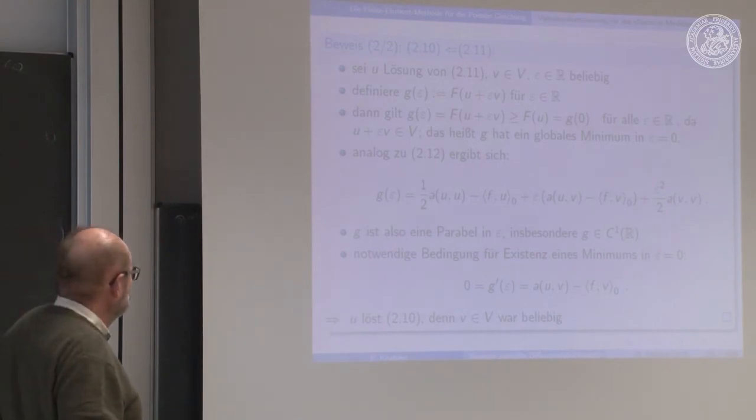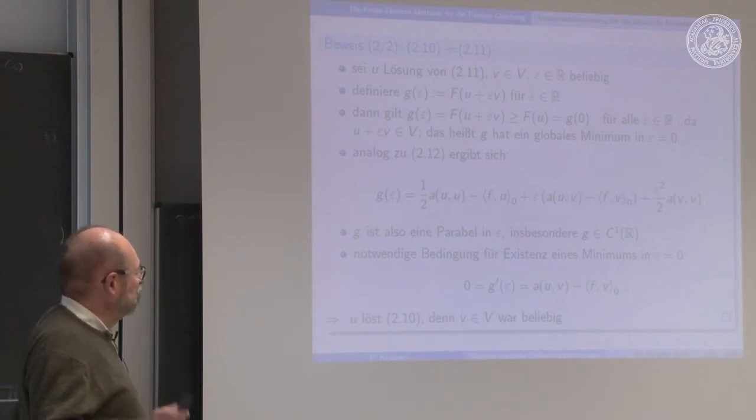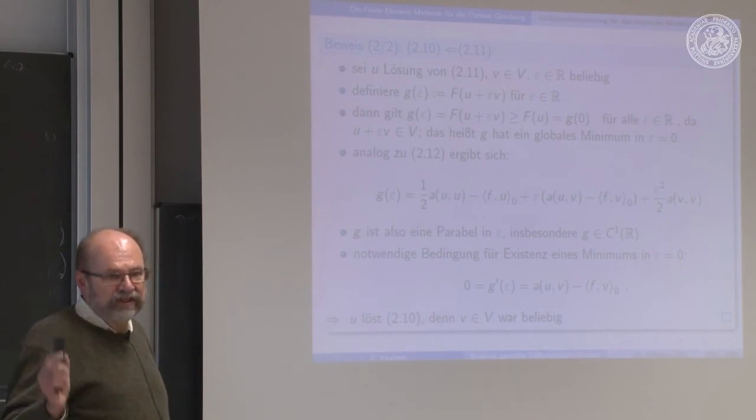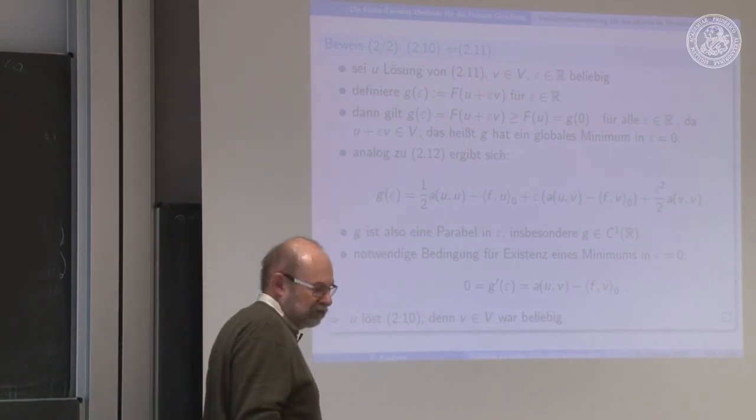Okay, so what does that mean? The necessary condition for a minimum is that the derivative at 0 vanishes. But what is the derivative at 0? It is just this quantity here. And this quantity being 0 means the variational equation is fulfilled for the test function V. And V was a generally chosen test function. So we have the variational equation.